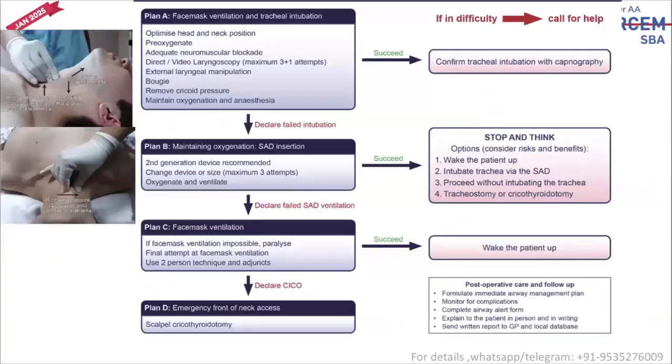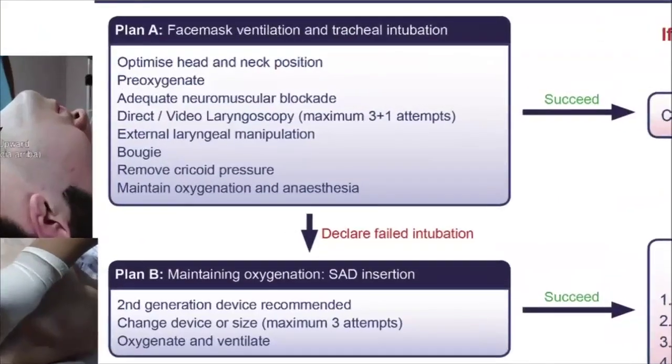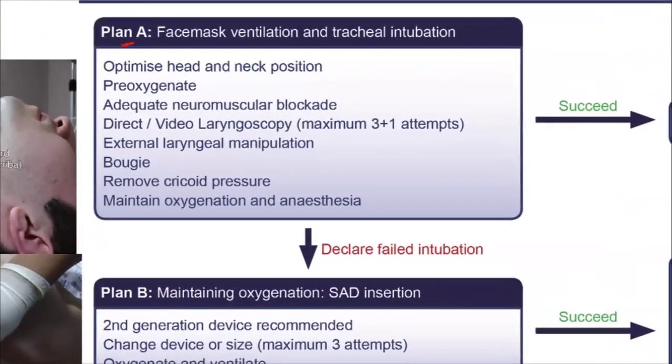It is not always that you will be able to intubate when you do a laryngoscopy. There might be difficulty with intubation. Whenever you have difficulty with intubation, that's when you follow this algorithm. What will you do first? Plan A. Plan A is to check the head and neck position. Is it in proper sniffing position or not? If you have failed to intubate, pre-oxygenate again so that you have enough time to intubate.